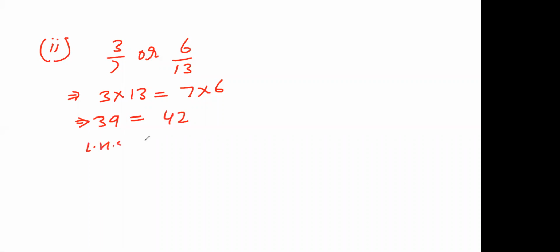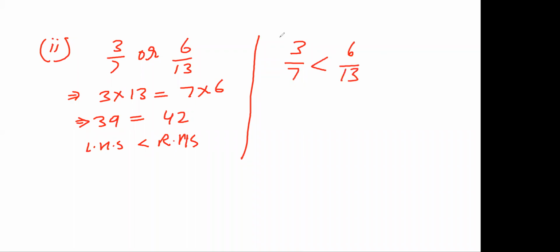Left hand side is lesser and right hand side is greater. So if right hand side is greater, what can you say? You can say that 3 upon 7 is lesser and 6 upon 13 is greater. Is it clear? Is it clear or not?